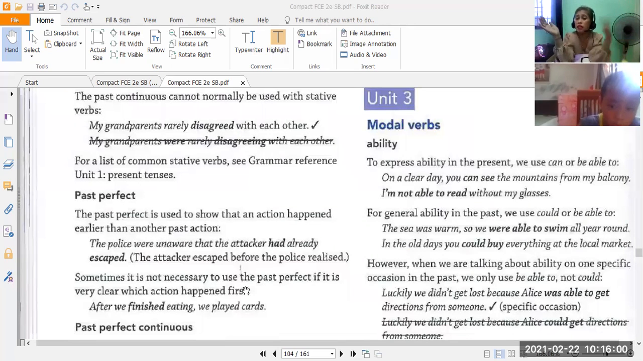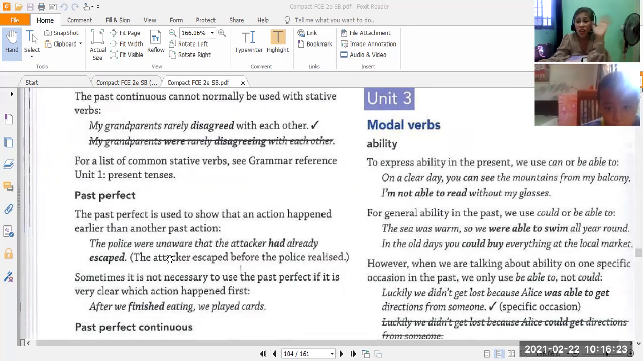It means to show that an action happened earlier than another past action. So it means two actions here. One action which is earlier and the other action which is now. Okay. So here, the police were unaware.